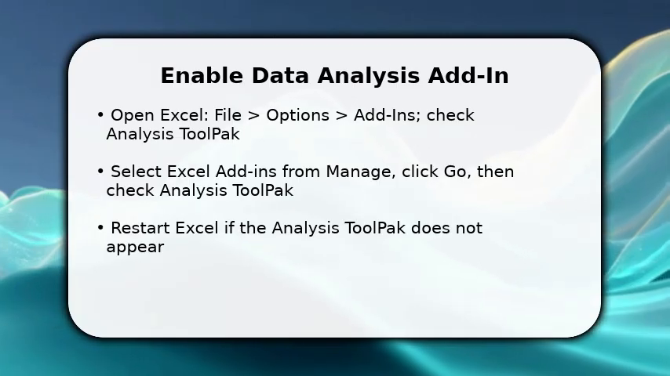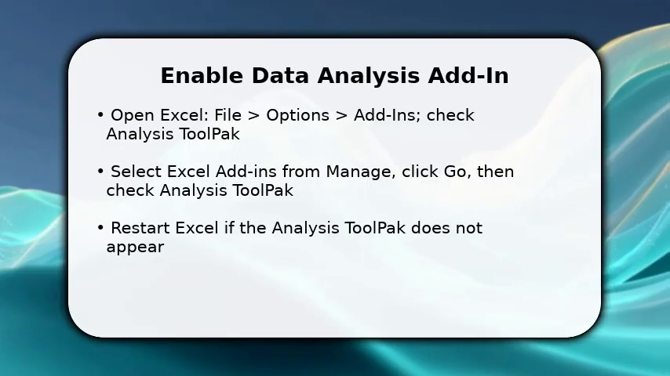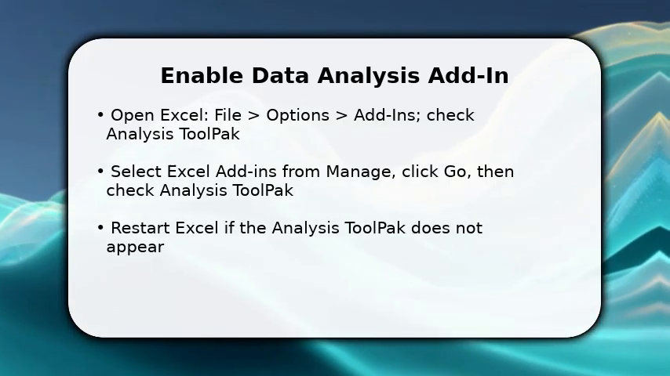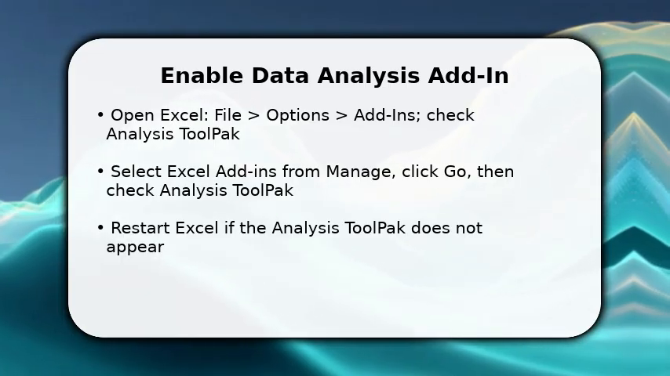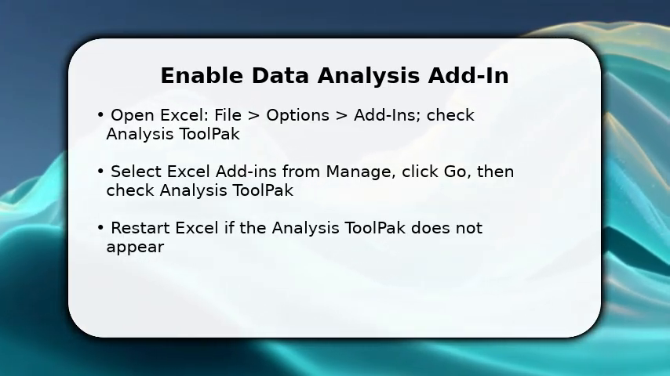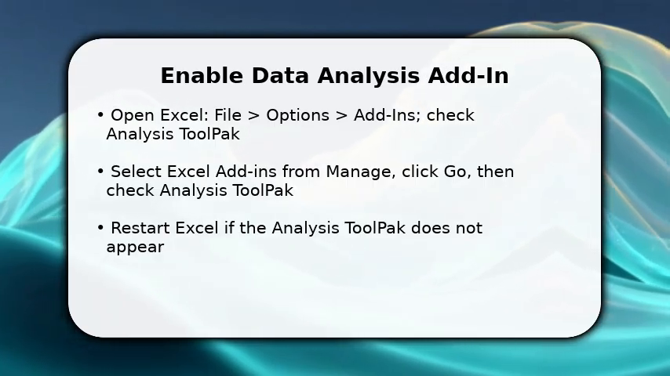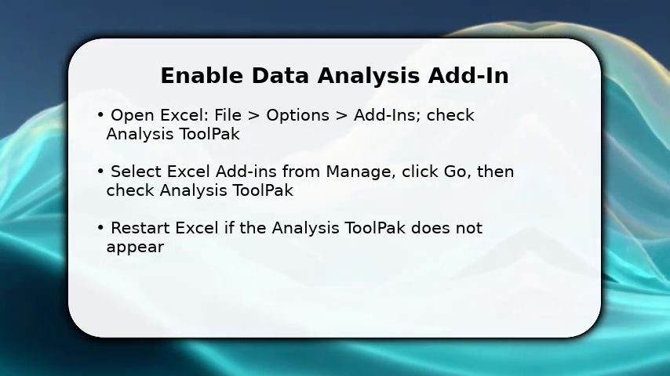You start by turning on the Analysis Toolpak because that is the only built-in data analysis option. Open File, choose Options, then Add-ins, select Excel Add-ins and click Go. Once there, check Analysis Toolpak and press OK. If Excel prompts for installation, allow it.